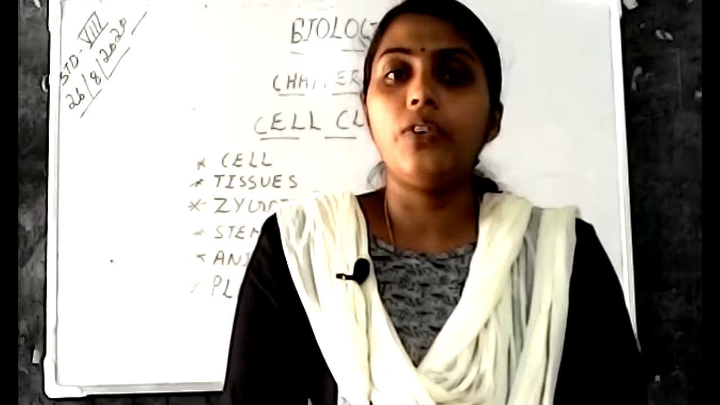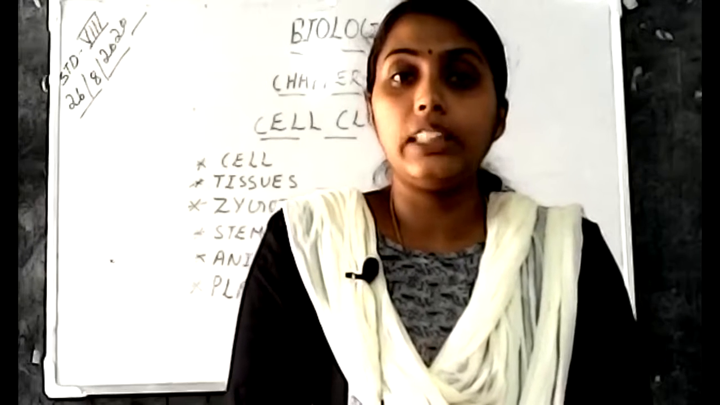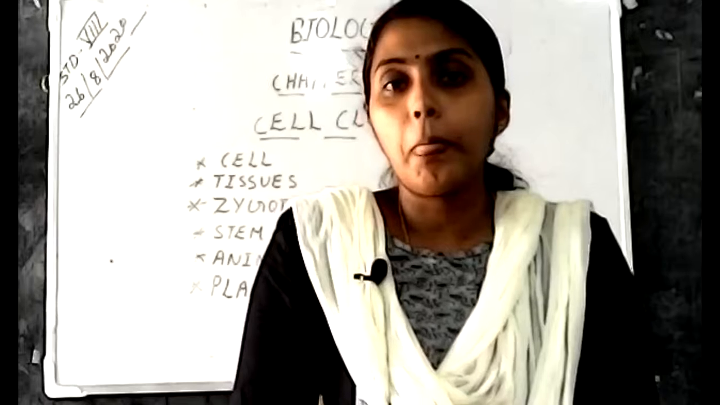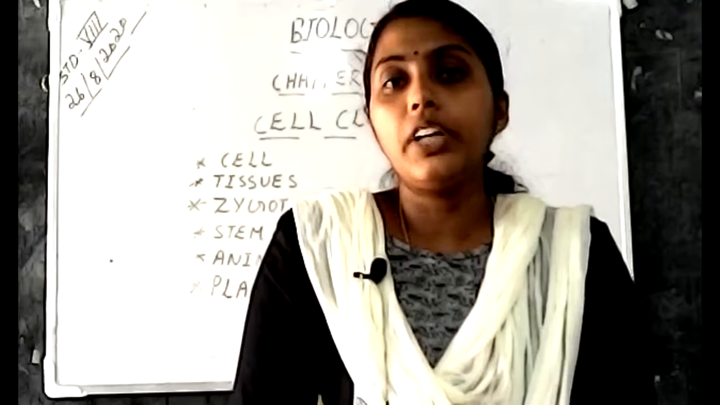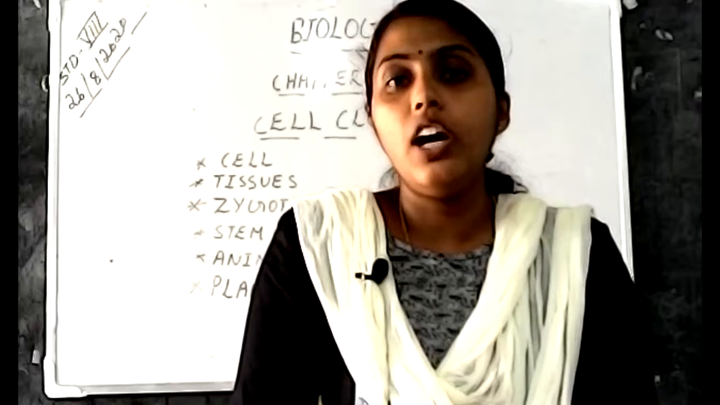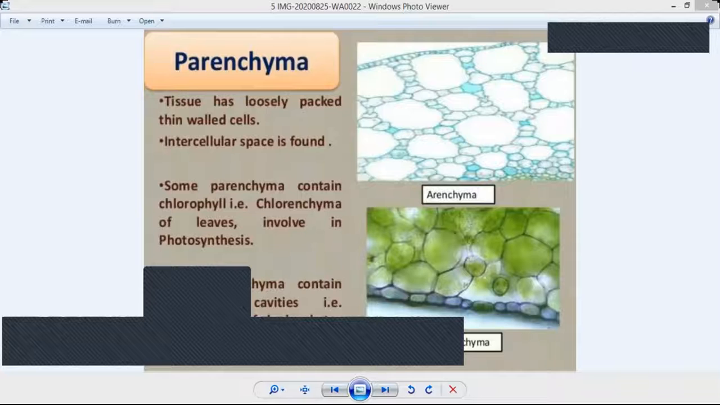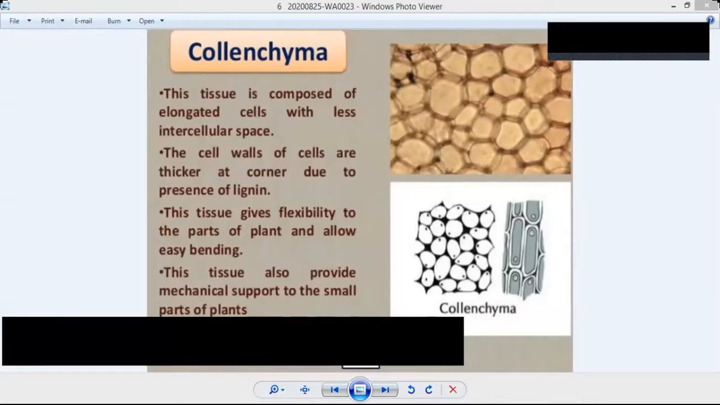You can see now next is the collenchyma cells. Okay, so parenchyma, and after that collenchyma. Then we can see the peculiarities of collenchyma. What is the peculiarity of collenchyma? This tissue is composed of elongated cells with less intercellular space.